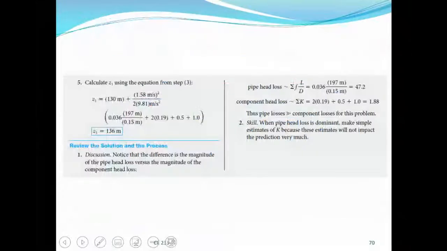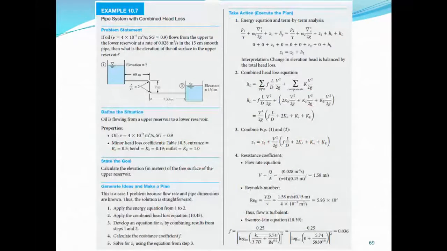Now let's take this example in which we have a pipe system with combined head loss. You have an oil whose specific gravity is 0.9, and it flows from the upper to the lower reservoir at a flow rate of 0.028 meter cube per second in the 15 centimeter smooth pipe. What is the elevation of oil in the upper reservoir?